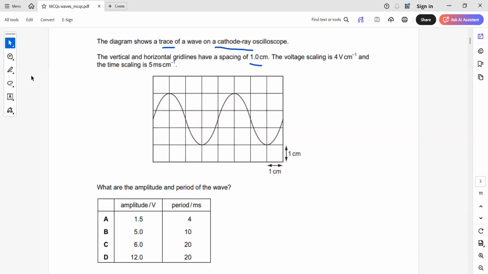Amplitude is half of the distance between the two extremes. If I take this as the total vertical distance, half of this will be the amplitude. What is the total vertical distance from one peak to another? That is 3 boxes, and each box represents 4, because it is written y-axis 4 volts. So this will be 4, 4, and 4. So the total is 12. But we need the amplitude, which is half of the distance from one extreme to another. So it will be 12 divided by 2. The amplitude will be 6.